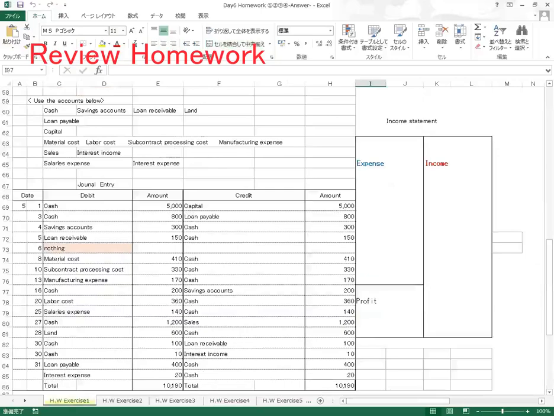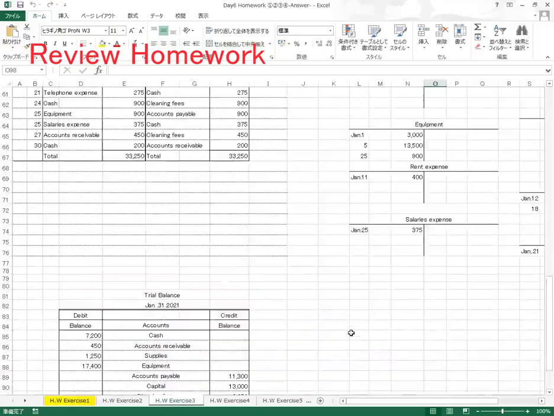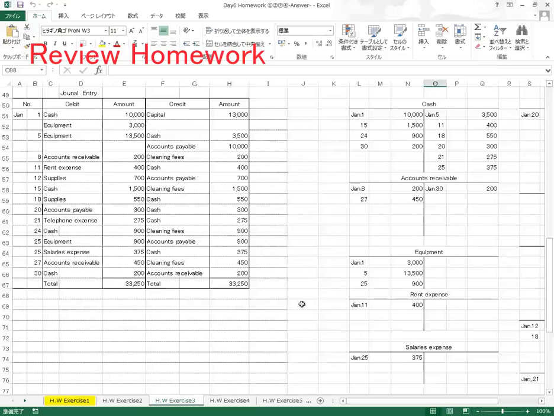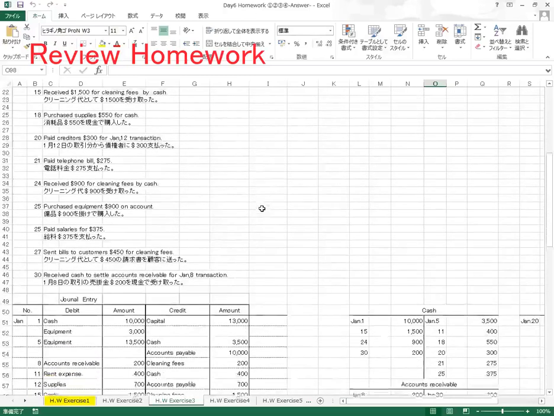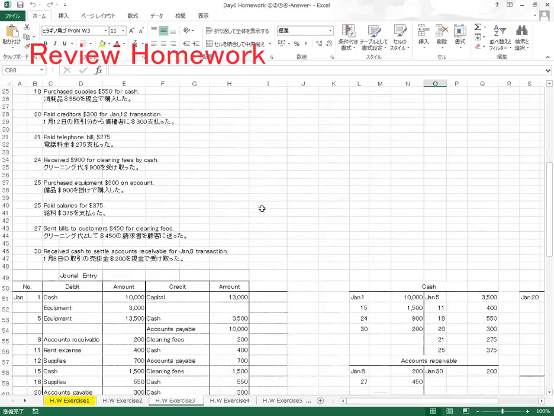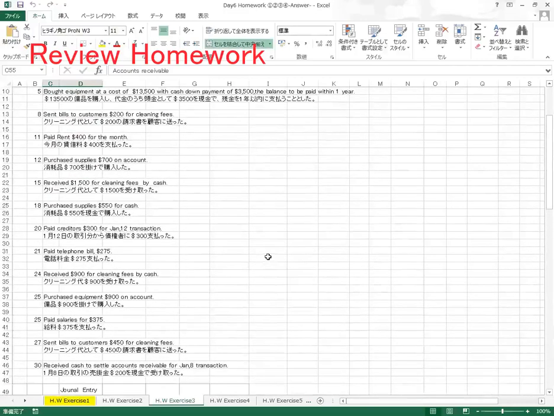Exercise number 3, date 8 January. I had made a mistake, so I wanted to know why the correct answer was different. I couldn't figure it out. Day 8, send bill to customers, $200. So what is your answer? I had put cleaning fee debit and cash credit.